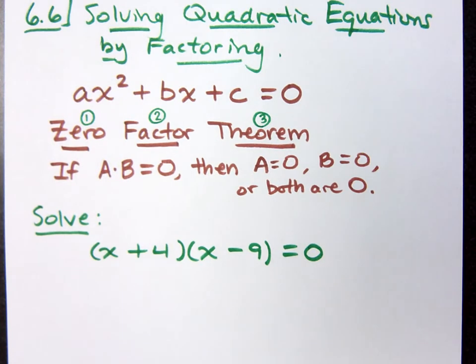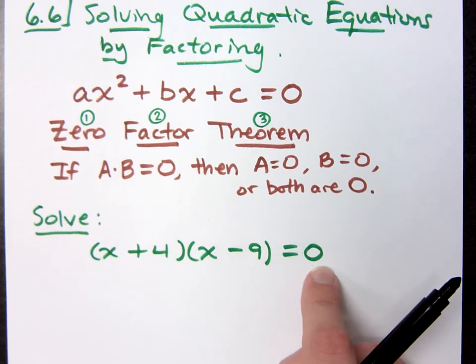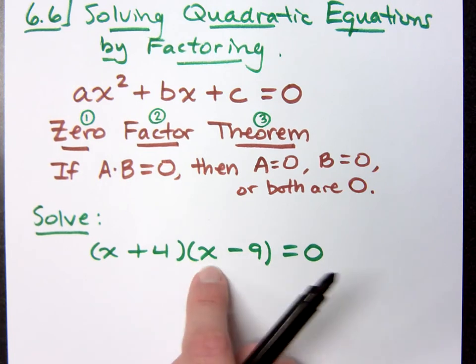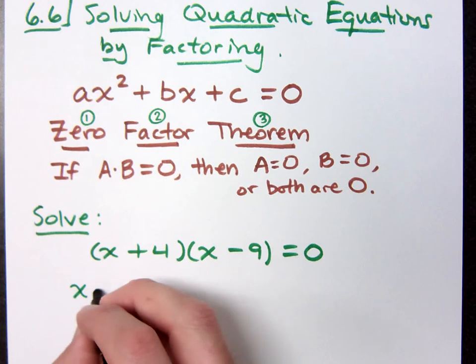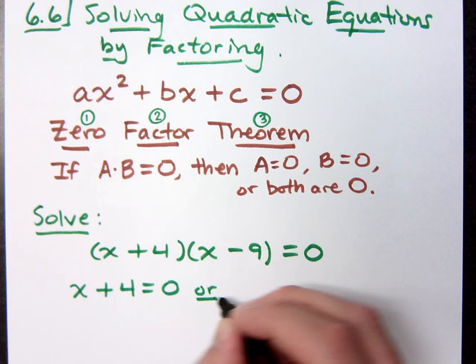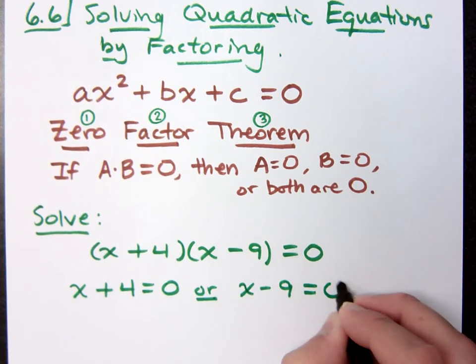And then the third step is just using the theorem itself. I'm going to show you how that theorem applies in the example we have right now. Notice in this example, I already had this equal to 0. And isn't this guy already factored? So we're saying that x plus 4 times x minus 9 equals 0. According to the zero factor theorem, that means that the factor x plus 4 is equal to 0, or the other factor, x minus 9 equals 0. That's what it's saying.